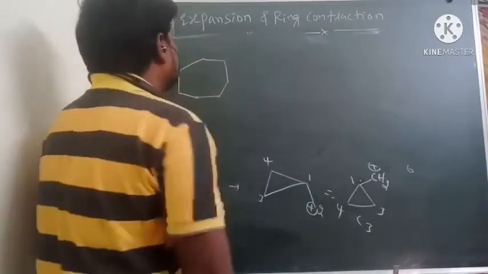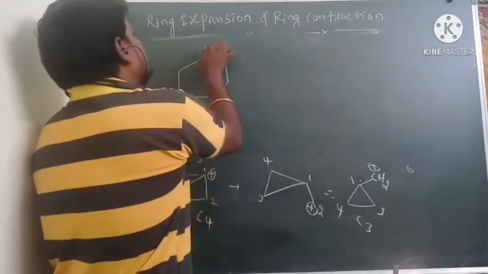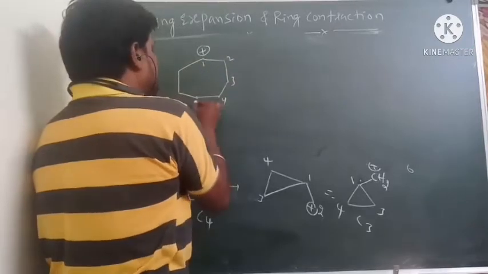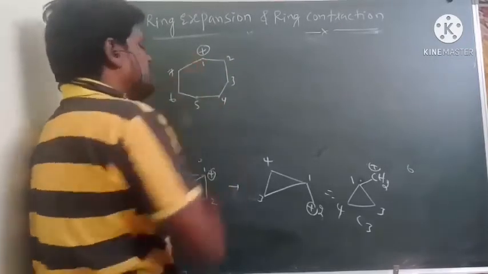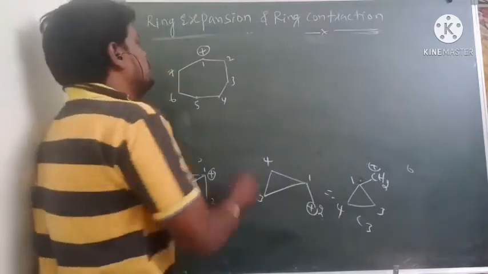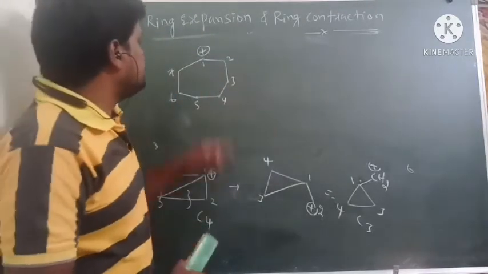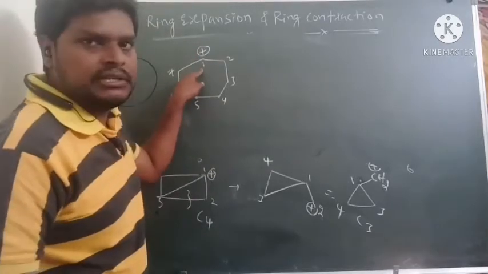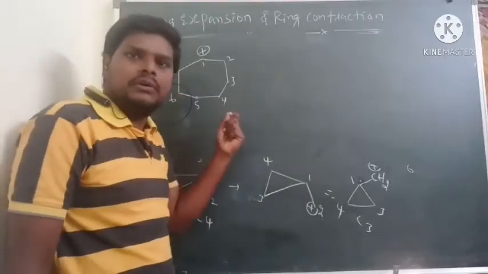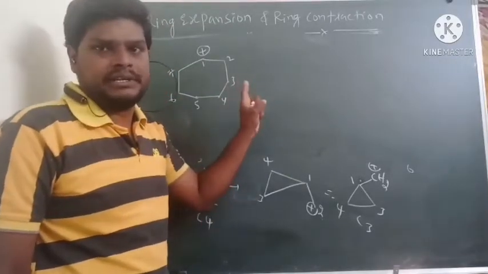Here a 7-membered ring is there. Here there is a positive charge. It is 1, 2, 3, 4, 5, 6 and 7. Yes or no? So here the positive charge is along with the ring. That's why this ring should undergo only contraction but not expansion, right?